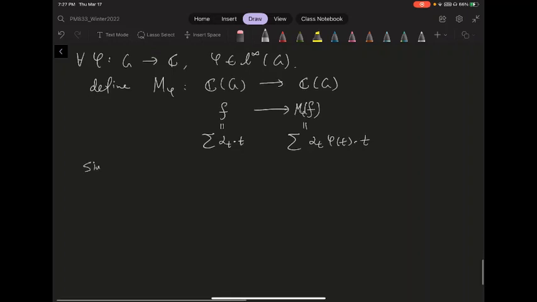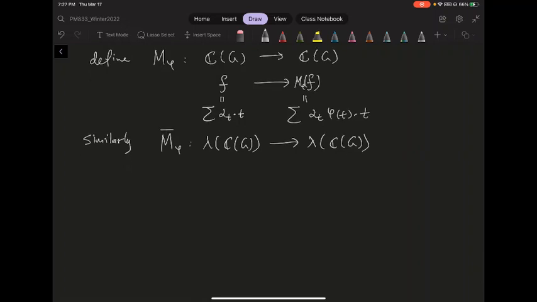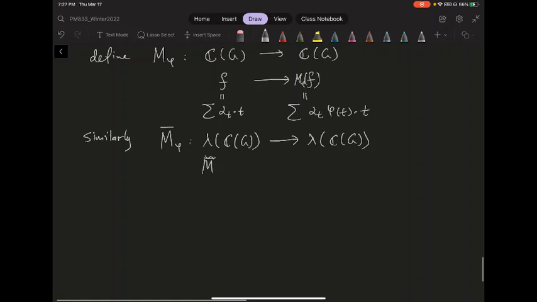And you can do something similar for the reduced C-star algebra. Similarly, let's call it m_phi bar. It maps lambda of CG, so you think about the image of this group algebra under your left regular representation. Basically, I want to lift this map to a map on the reduced C-star algebra. So I define it the same way: m_phi bar of lambda of f, for some f from CG, I map to lambda of m_phi of f, and that's a pretty well-defined map, okay.